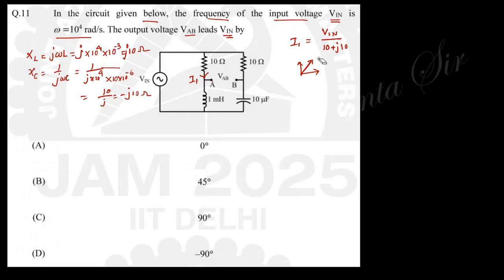Actually for V1, this is the voltage V1 at this point, VA. Similarly for the capacitor, this is minus, so VB will be at 45 degrees, because this is 10 and this is 10. So the angle between VA and VB will be 90 degrees, so the phase difference between V in and V out will be 90 degrees. So option C is the correct answer.